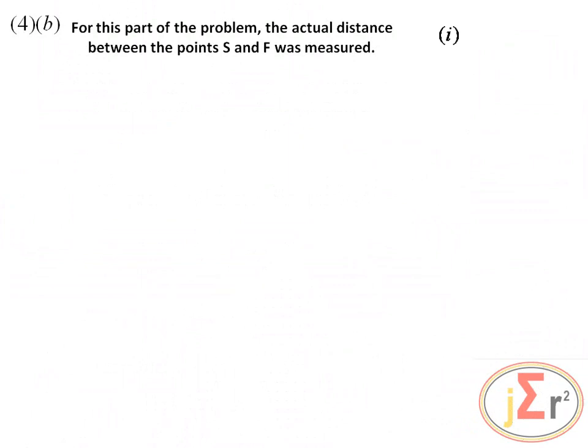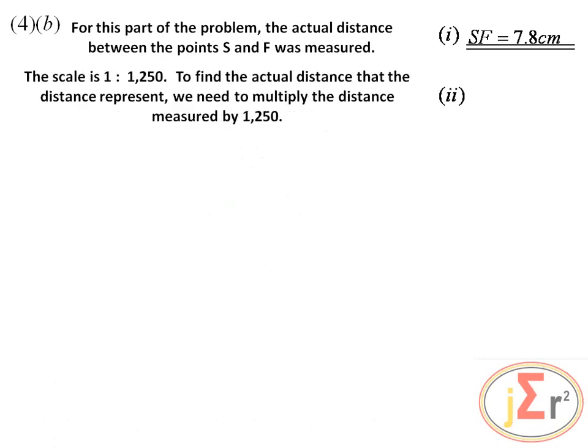We are making use of a particular map, and we have measured the distance on the map to be 7.8 centimeters. So for this part of the problem, the actual distance between the points S and F as measured on the map is 7.8 centimeters. The scale is 1 to 1,250. To find the actual distance that the distance represents, we need to multiply the distance measured by 1,250.